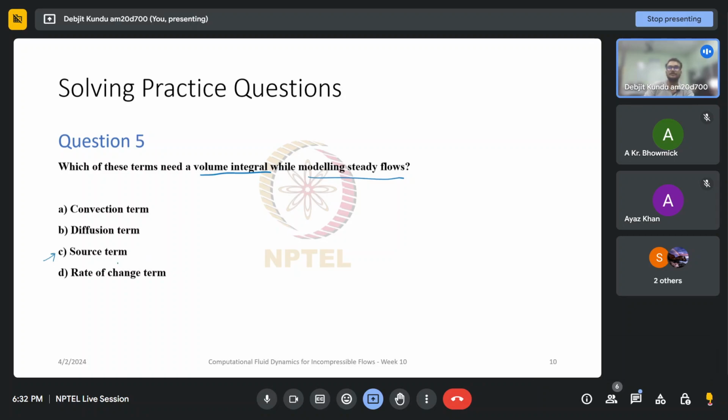Why not option D? We saw in the previous question that these two terms will have to be surface integrals and the other two remain volume integrals. So what happened to option D? Both could be correct, right? Why not option D?